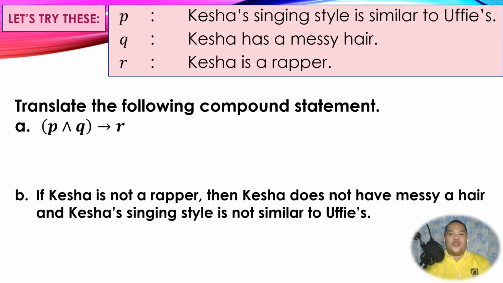How about you try answering the following compound statements using these simple statements. P: Keisha's singing style is similar to Offset. Q: Keisha has messy hair. R: Keisha is a rapper. Translate the following compound statement. A. P and Q implies R. I will give you 5 seconds to answer.